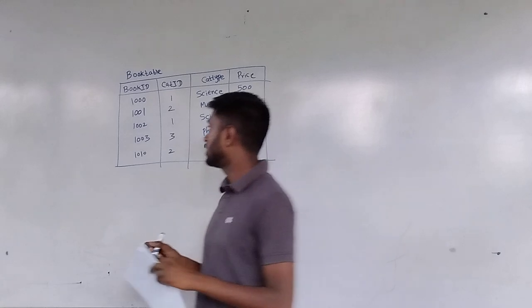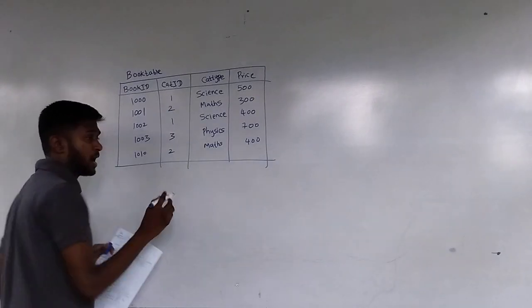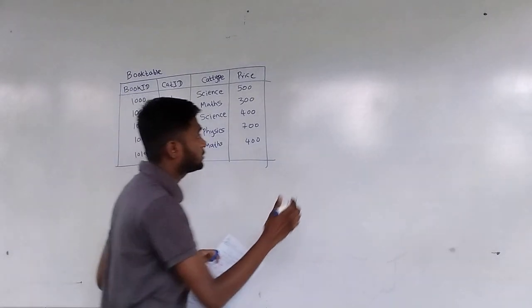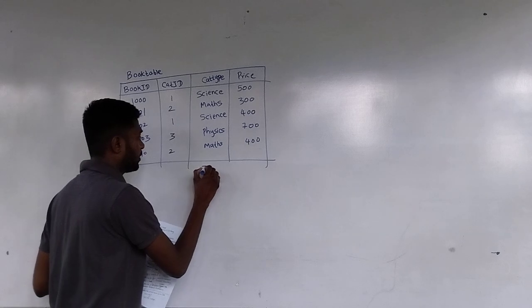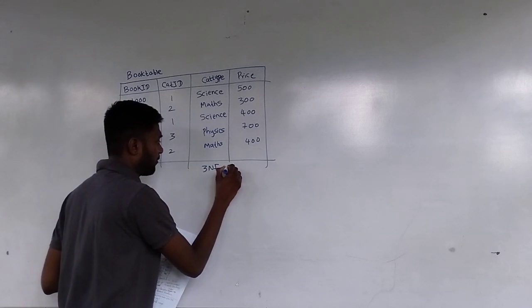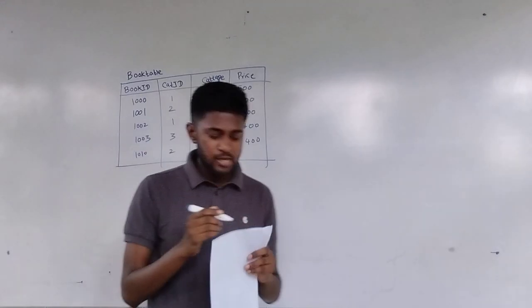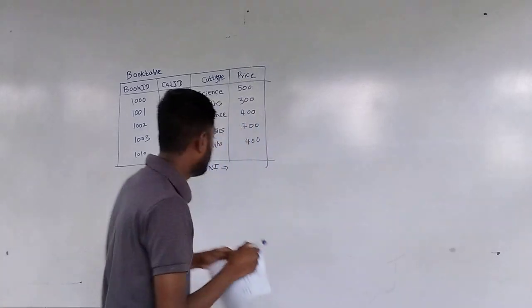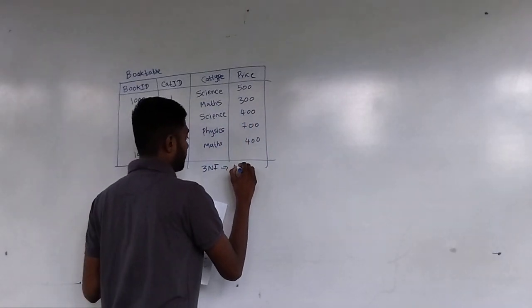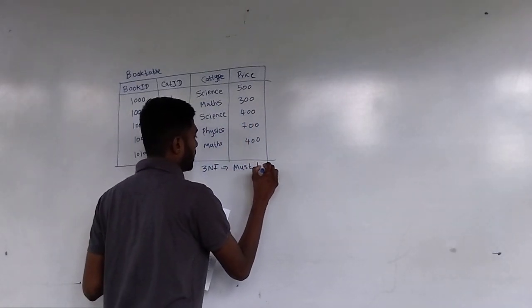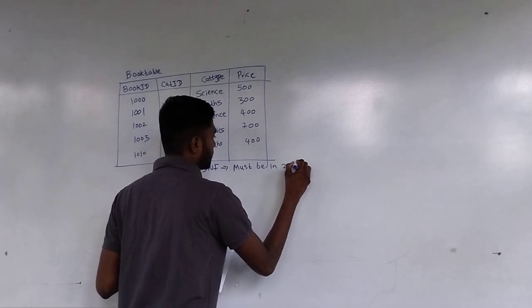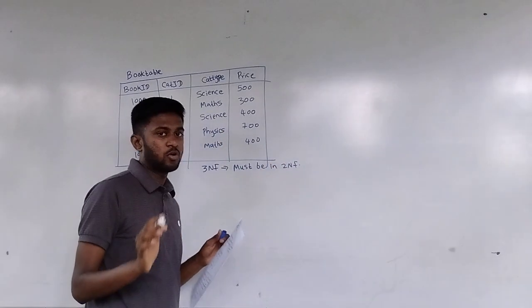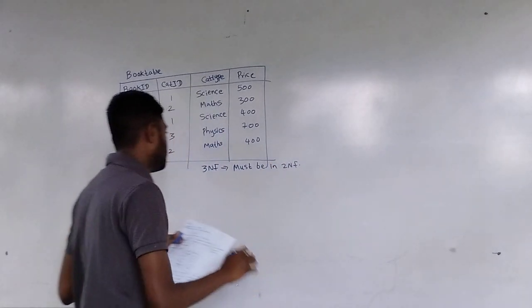When it comes to third normal form, a table needs to satisfy some conditions. First of all, it must be in 2NF. What is 2NF? That we have already covered in our previous video.